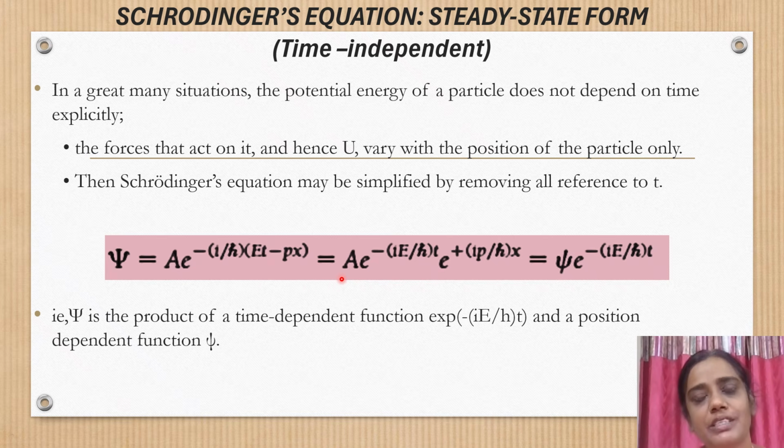Now this equation can be written as A e power minus iE by h cross into t, e power ip by h cross into x. Now this position dependent function can be replaced and written as psi. Therefore, psi is the product of the time dependent function, exponential minus iE by h cross into t, and the position dependent function psi.